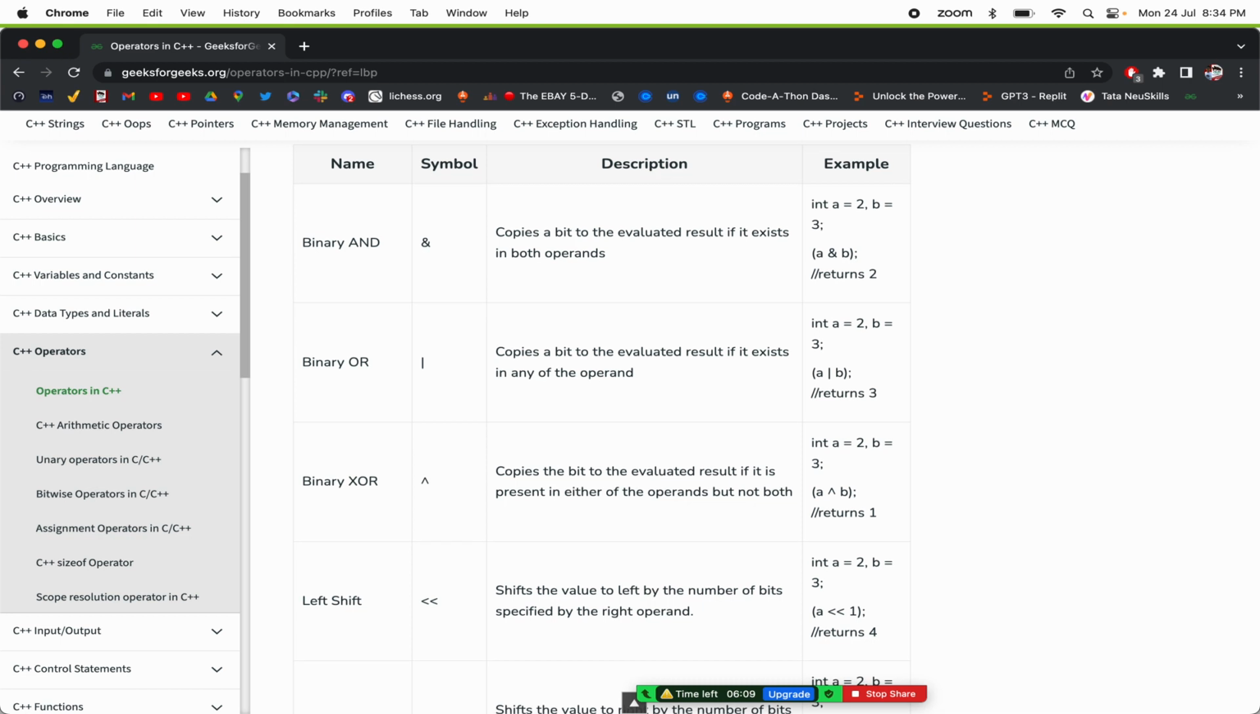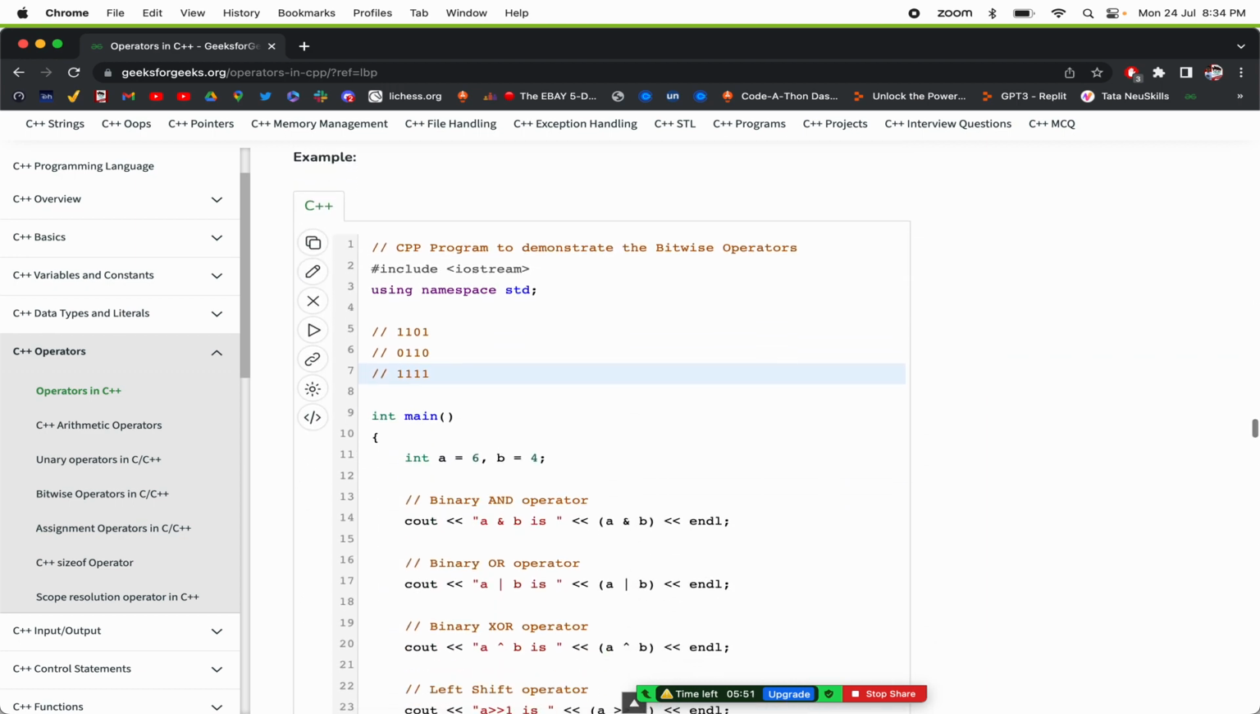Next we have binary XOR. What this does is copy the bit to the evaluated result if it is present in either of the operands but not both. This is also complicated language, so let's look at it by an example. When you have 1 and 1, or 0 and 0, it returns 0, and when you have 0 and 1 or 1 and 0, it will return 1.